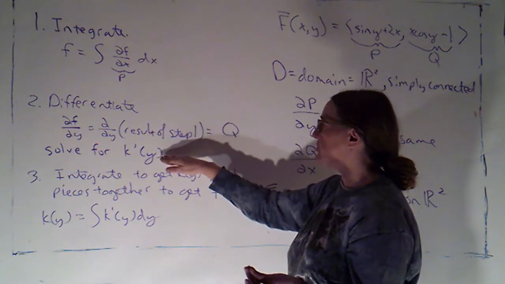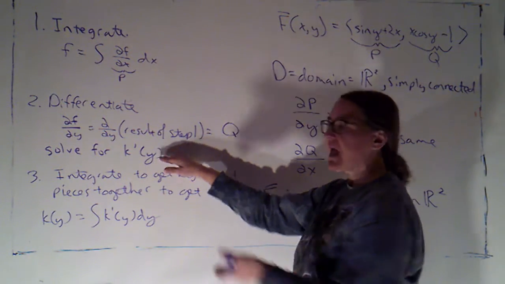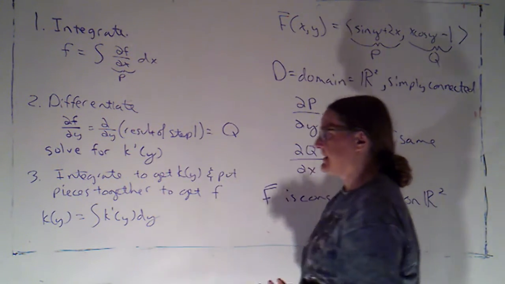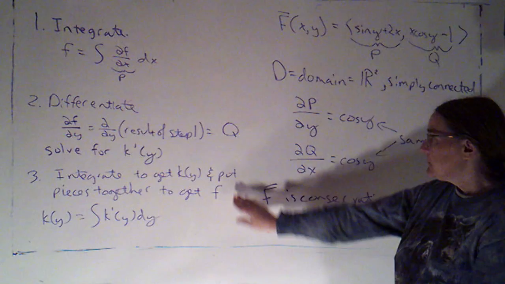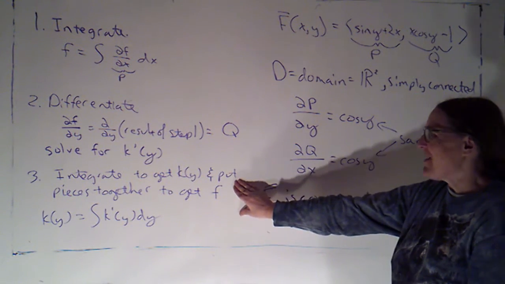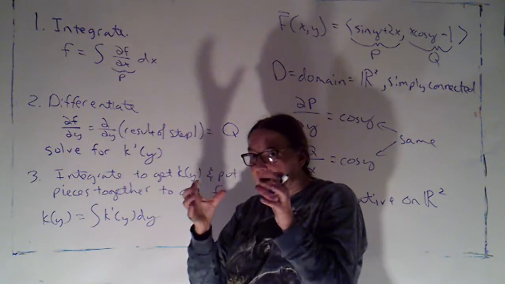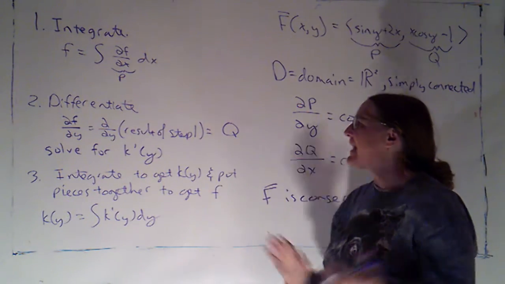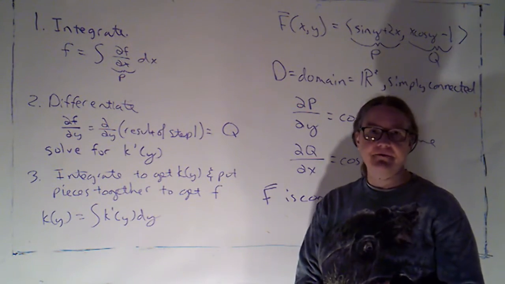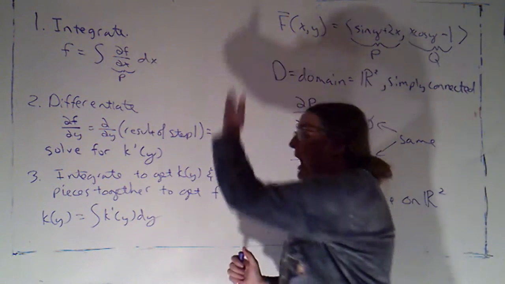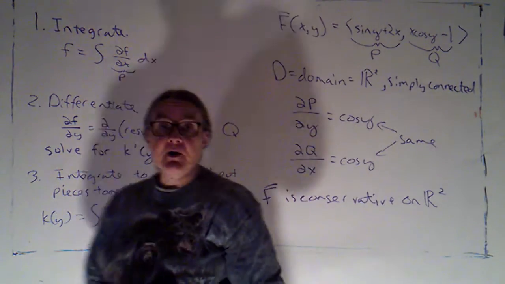So when I take the partial, I'll get a k prime of y. I can solve for that in this step, and then I'm going to integrate again. So I'm going to integrate just k prime of y to get k of y, to get that one piece that I wasn't sure of, and then I can put the pieces together and I'll have f. Okay. Now, I like this. I think this is the most straightforward option.